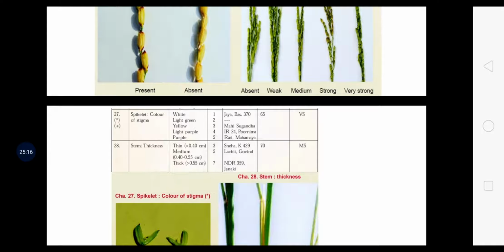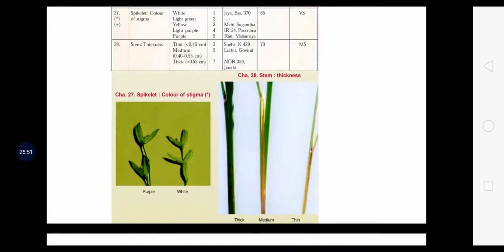28th characteristic is stem thickness. Here the stem is divided into thin, that is less than 0.40 centimeter thickness, medium is 0.40 to 0.55 centimeter and thick is more than 0.55 centimeter. The thin is given score as 3. Examples are Sneha, K429. Medium is 0.40 to 0.55 centimeter, that is Lachit and Govind. Thick is more than 0.55 centimeter. Example is NDR 359 and Janaki.